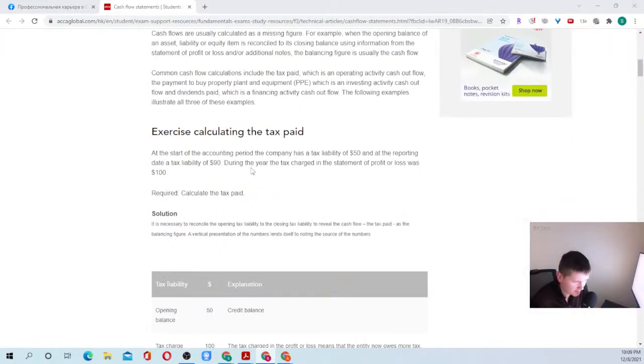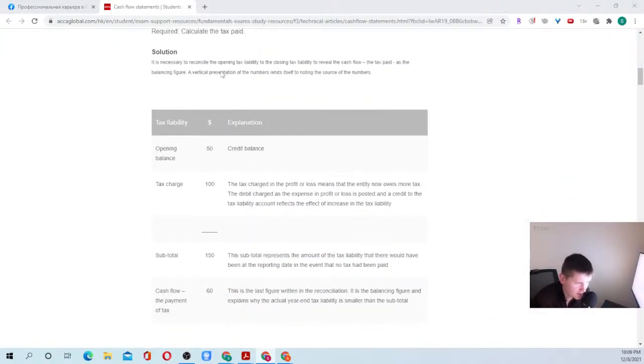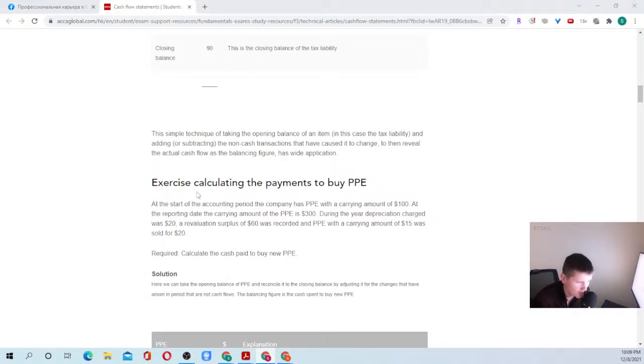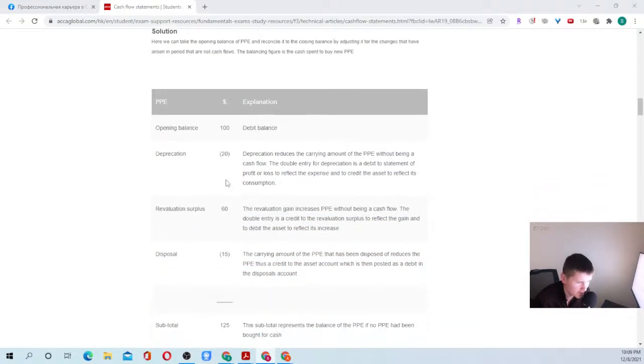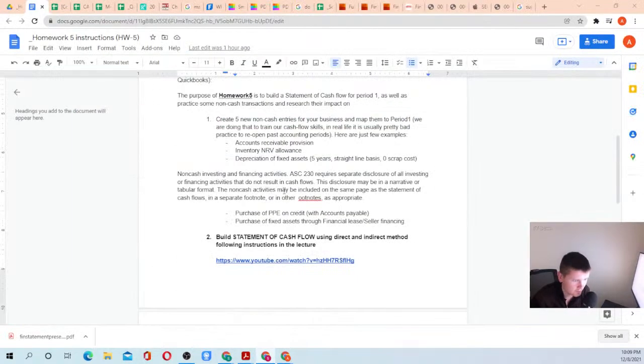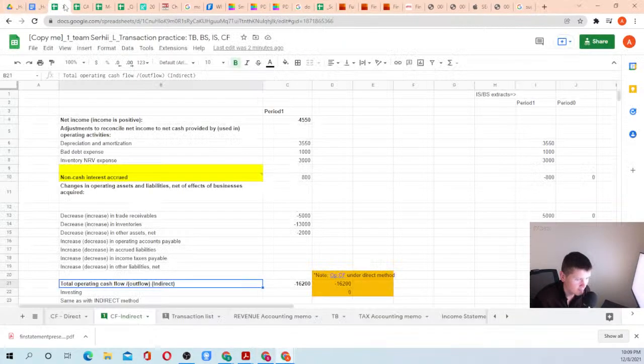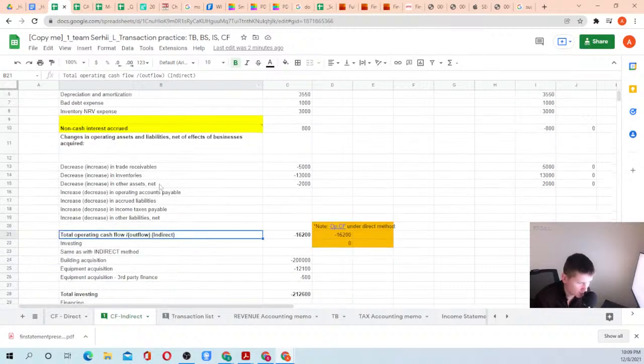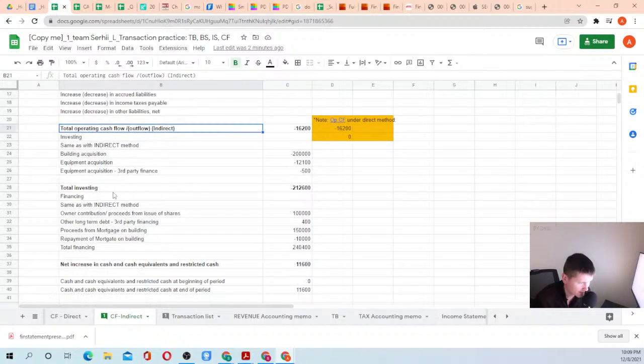On that link, we are interested in the calculation of cash flows for PP&E in the situation where we have disposals. So let's take a look at our investing activities. So we have building acquisition, we have equipment acquisition, we have equipment acquisition, third-party finance.